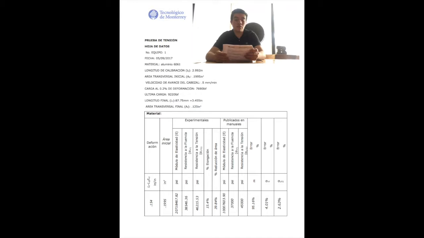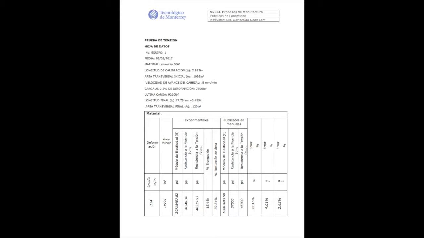After we use the universal machine, we need to measure the piece with the vernier. So for the final length, we have a data of 3.45 inches and a transversal final area of 0.120 inches squared.